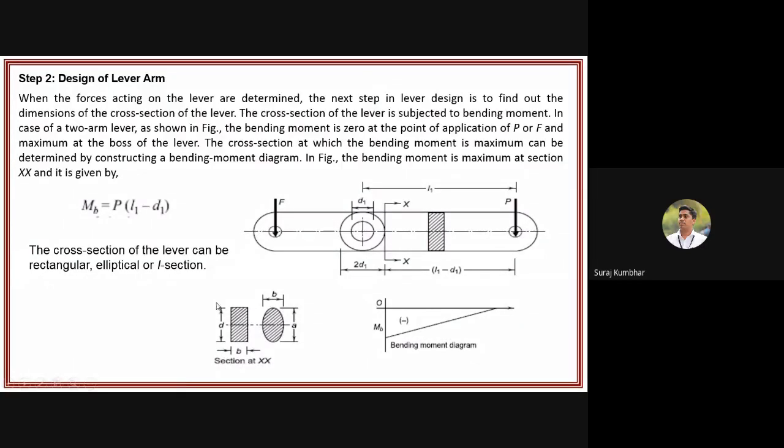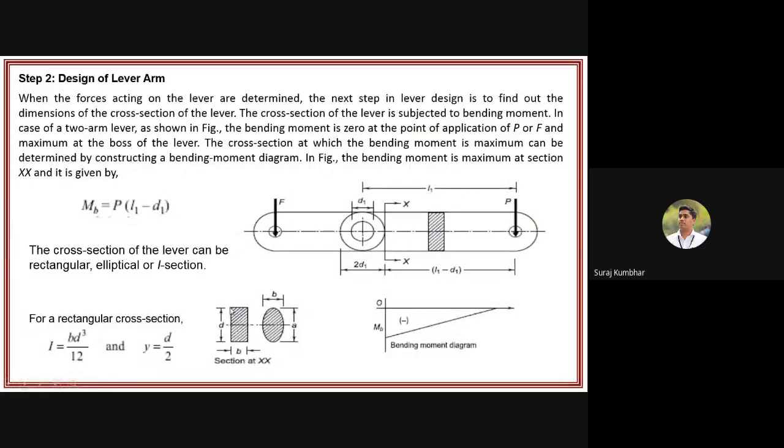Here is the rectangular cross section. B is the width and D is the height. In case of an elliptical section, A and B are the major axis and minor axis, with the section at the X axis. Then Y is the outer fiber, the extreme fiber from the neutral axis. For a rectangular cross section, I is equal to BD cube by 12, where Y is equal to D by 2. What is Y? Y is the outermost fiber from the neutral axis.